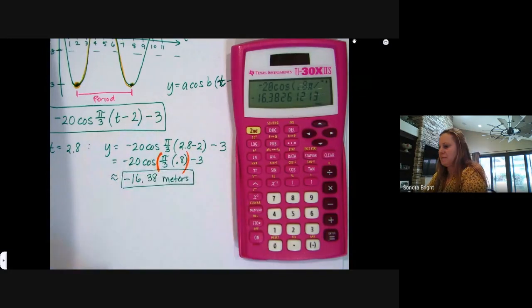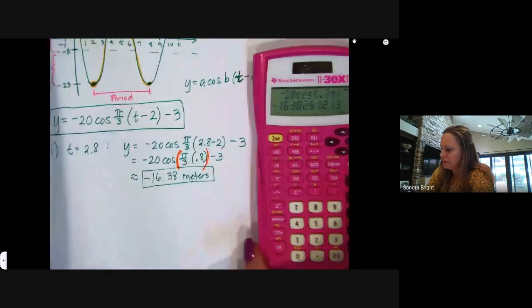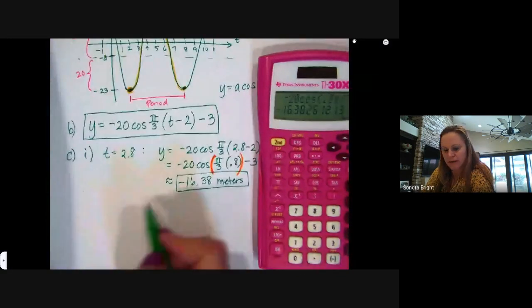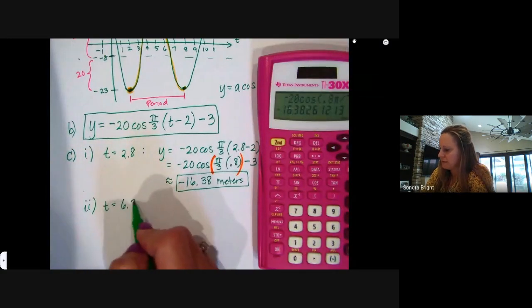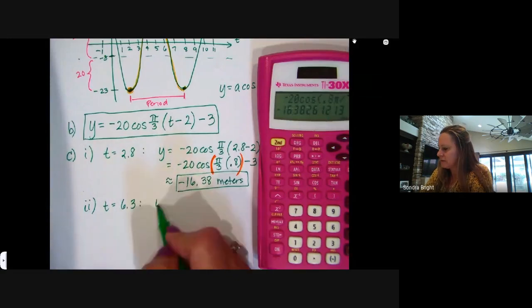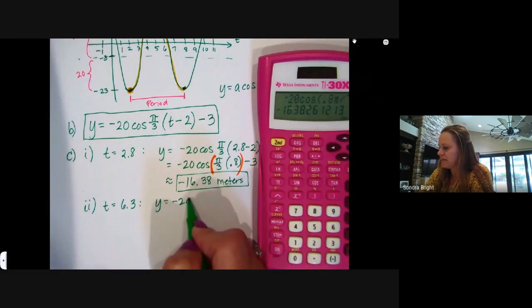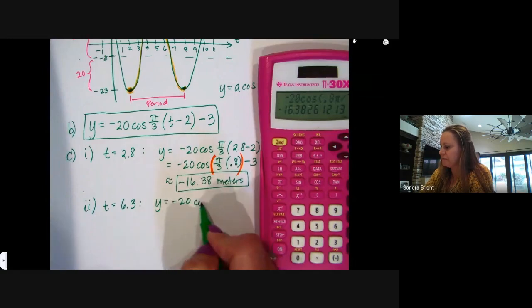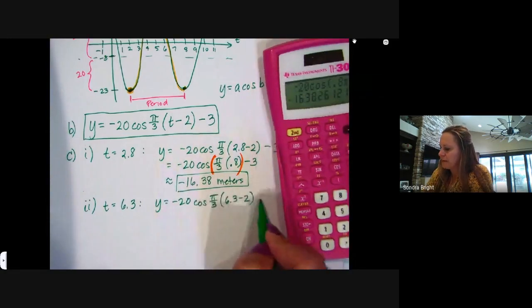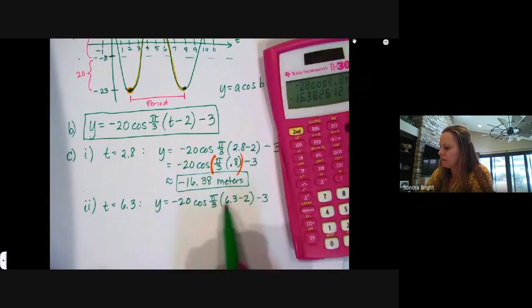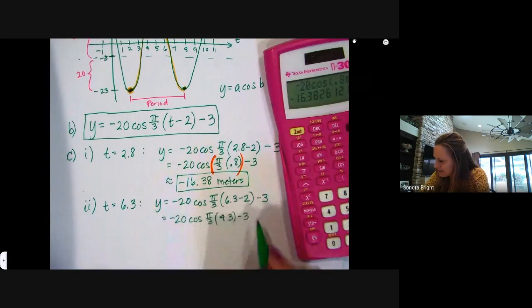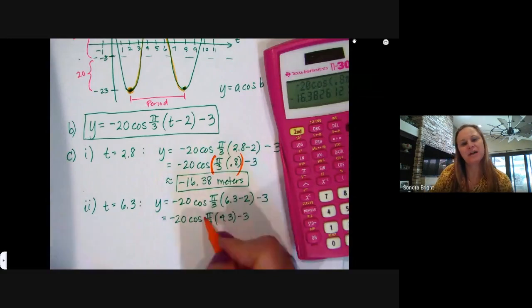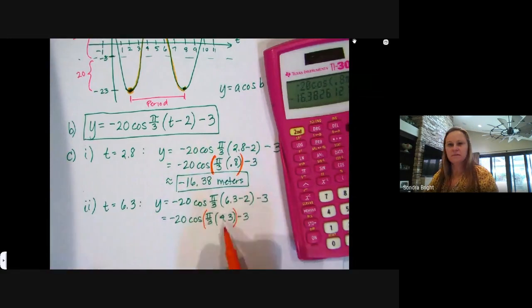How about when, part 2 was predict when the time was 6.3. All right, so we'll plug that in. Negative 20 times cosine of pi over 3 times 6.3 minus 2. 6.3 minus 2 would be a 4.3. And keep in mind, it's cosine of, that is the angle, 4.3 times pi over 3.